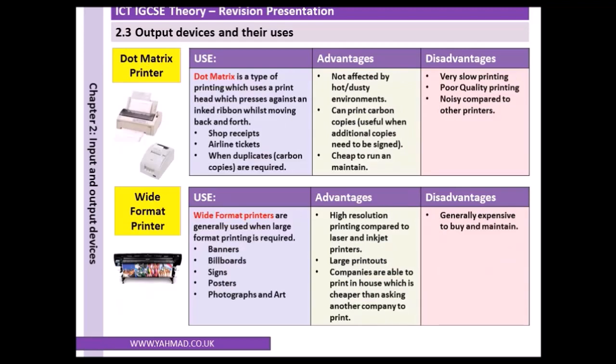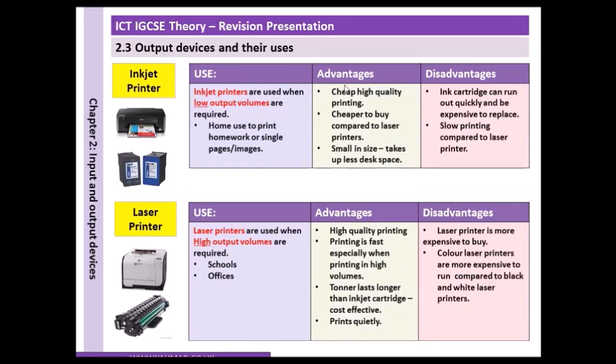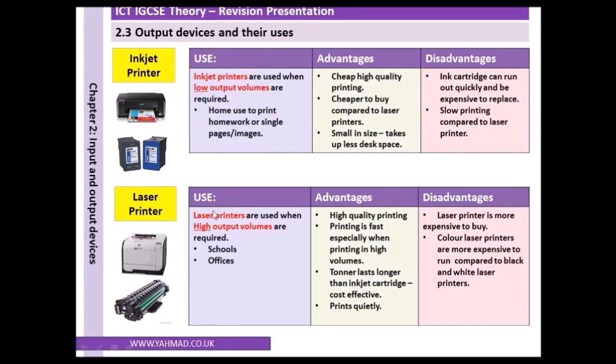So now we're going to be looking at some printers. So the inkjet printer and the laser printer. So the inkjet printer is used when you're printing low output volumes. So for example, you may be using it at home to print one single piece of homework or a picture. A laser printer is used when you're printing high volumes. So that could be in schools or offices where a lot of printouts will be going to the printer. So this is used more often.